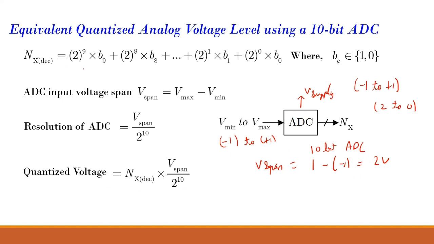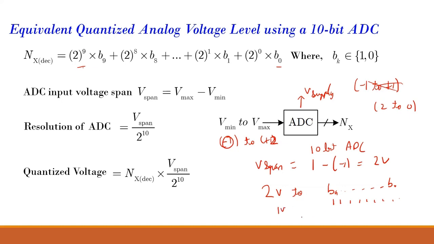Now, 10-bit ADC means it is of this format. This is my 10-bit ADC. So what is happening is, 2 volt will have B9 and all these values to be 1, 1, 1, 1, 1. Wait a minute, I'm sorry, this range is 0 to +2. So 2 volt will have all 1s.